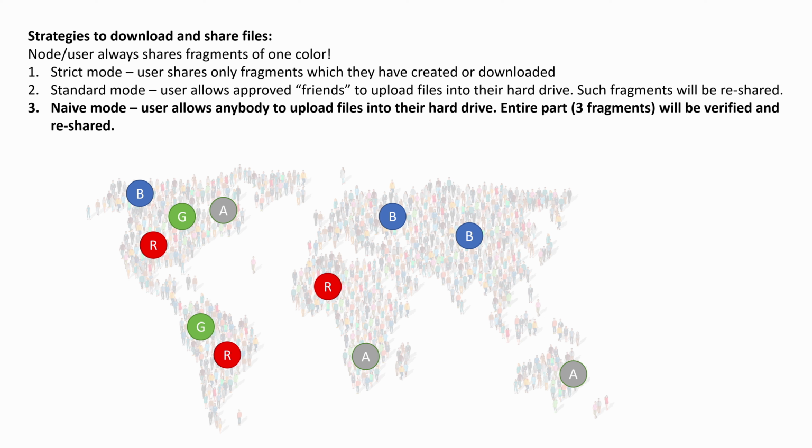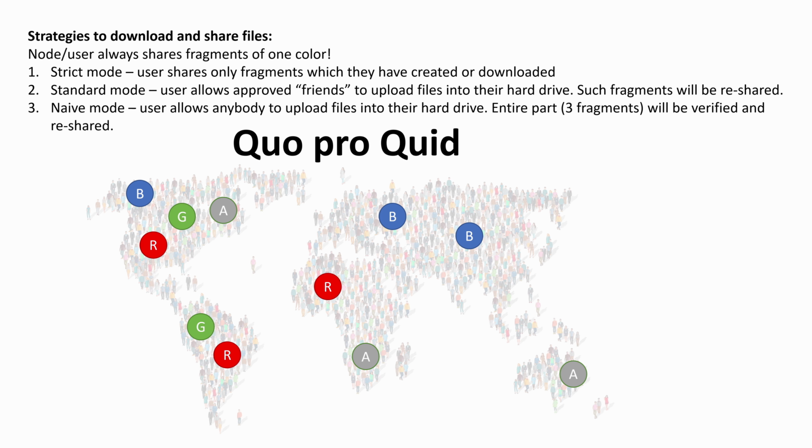There is one more thing worth mentioning. The so-called quid-pro-quo model, which effectively eliminates the existence of parasites. Parasites are those users who do not contribute to the network. They only download files but never redistribute them. The quid-pro-quo mechanism makes sure that everybody contributes to the network.